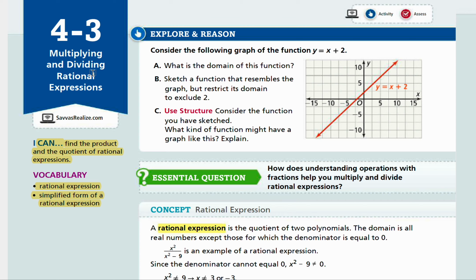Consider the following graph of the function y equals x plus 2. What is the domain of this function? So all the possible x values we see are all real numbers here, right? No restriction. So all real numbers.